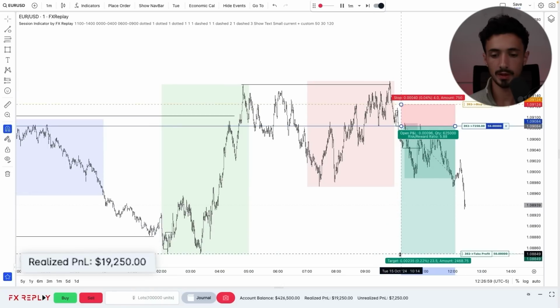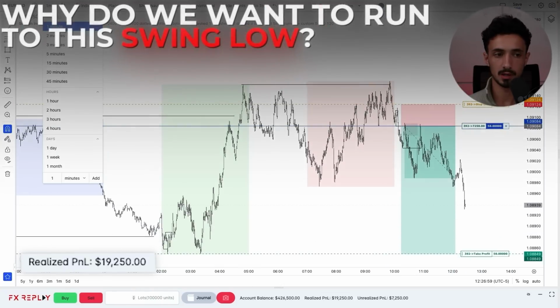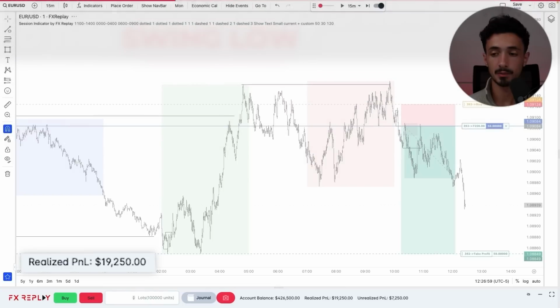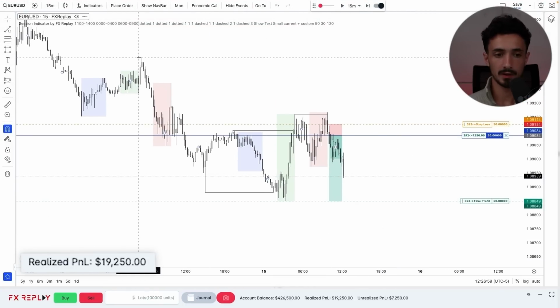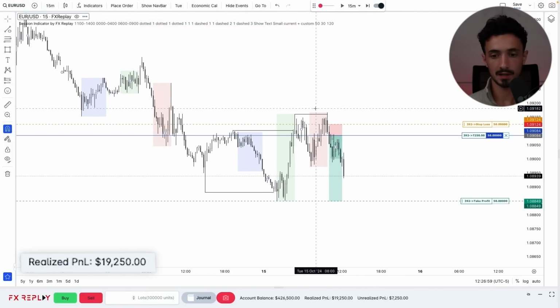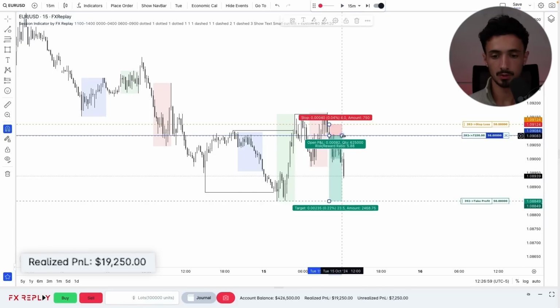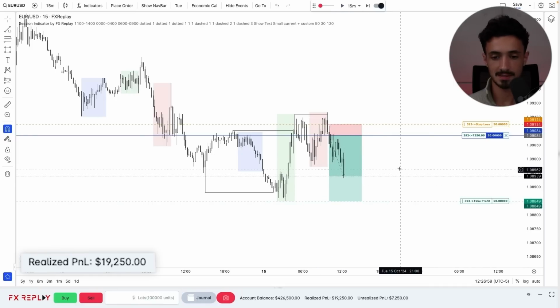Now again, just a quick recap. Why do we want to run to this swing low? If we go back to the higher time frame, which always gives us the insight, we're bearish, right? We're having lows, pullback, going for new lows, right? So the expectation is that we'll just shift this low, exactly the same as we did previously. When you shift a low, you pull back, you shift a low, you pull back. It's just the market structure.